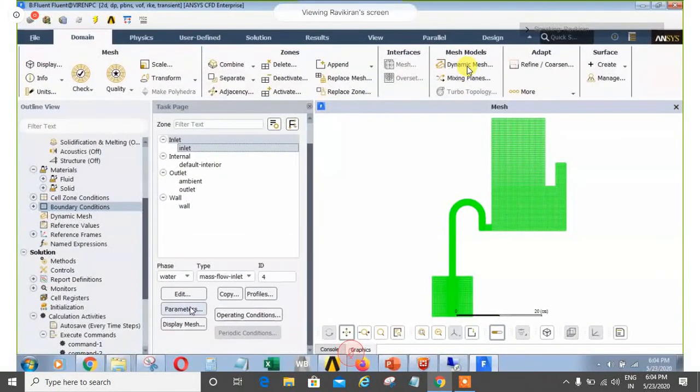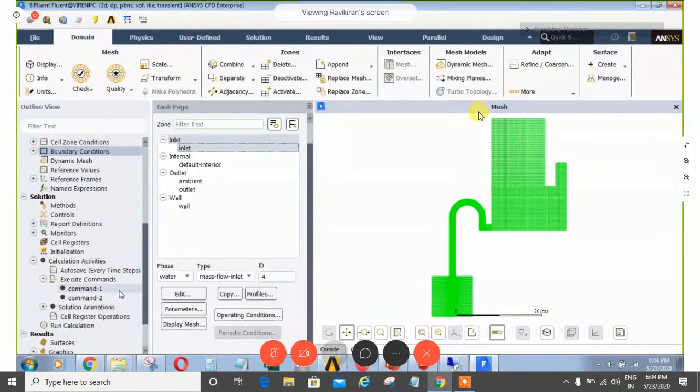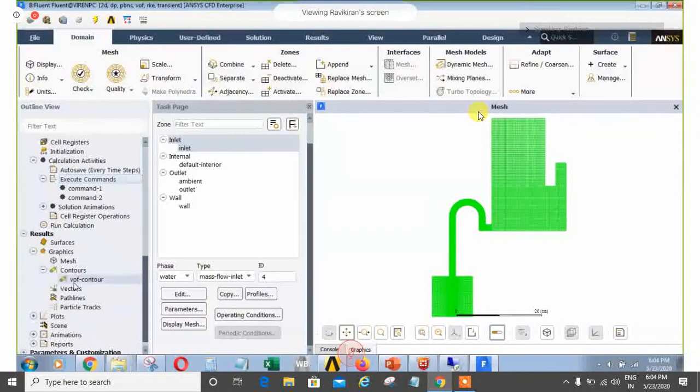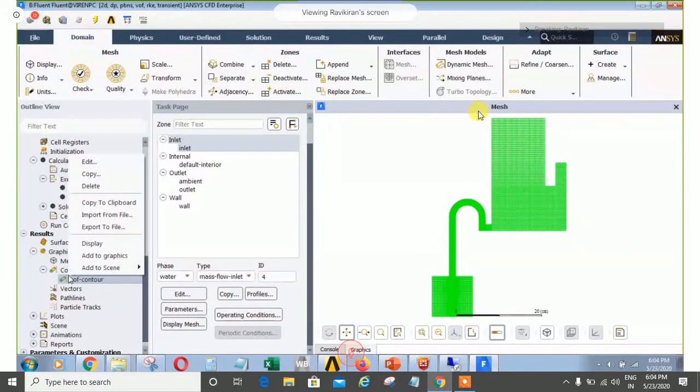But after 100 time steps, the mass flow inlet will be converted to the pressure inlet, and we are allowing only air to enter into the system, or we can say into the domain. So these are the 2 command lines we have used. Now, in order to patch this one, first of all, we have to make sure that we are patching this one. If you observe here, this particular portion is already patched here.